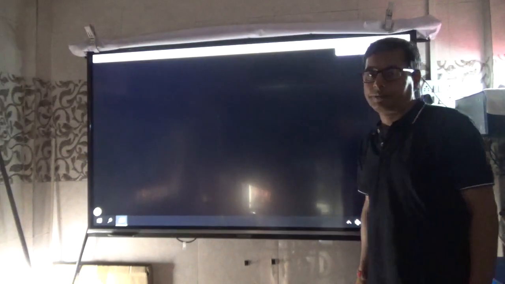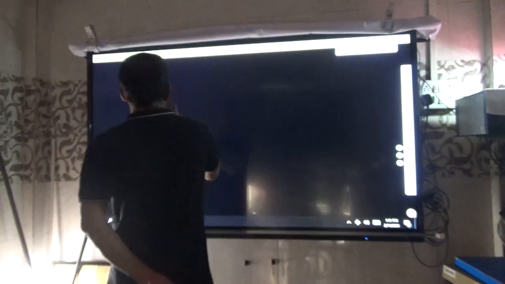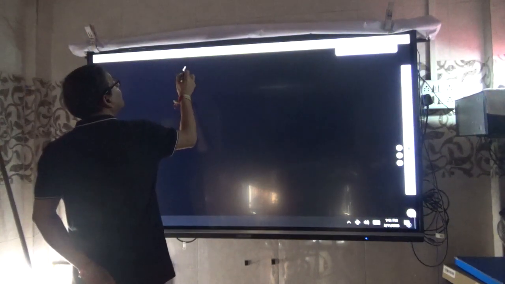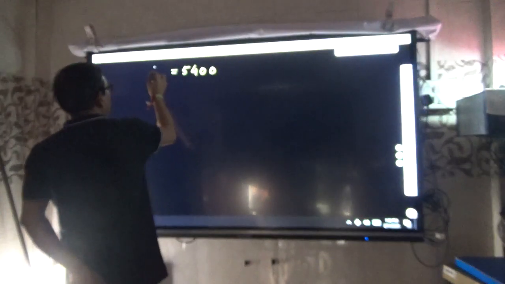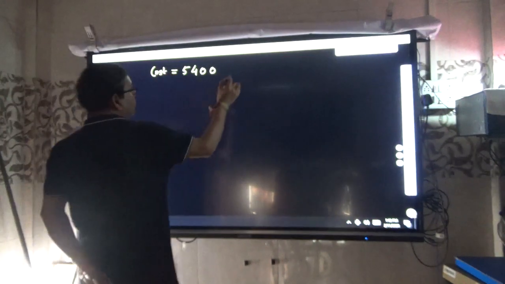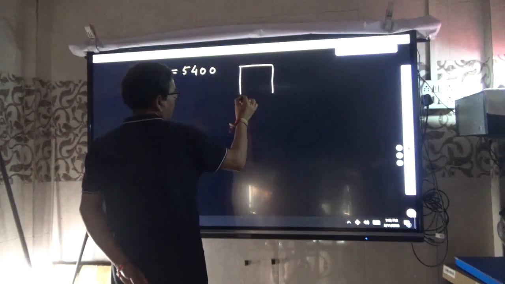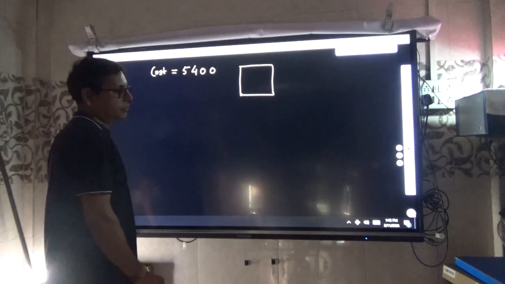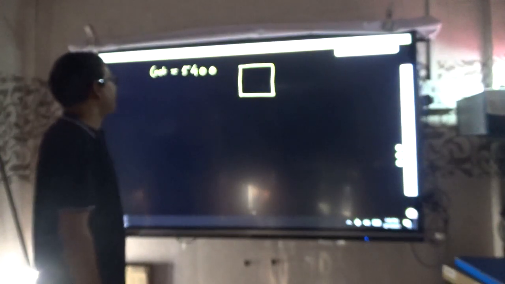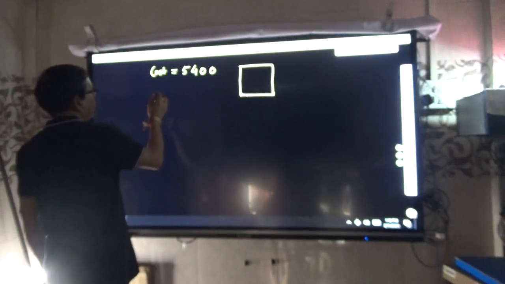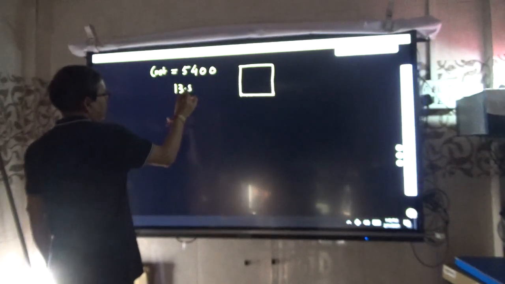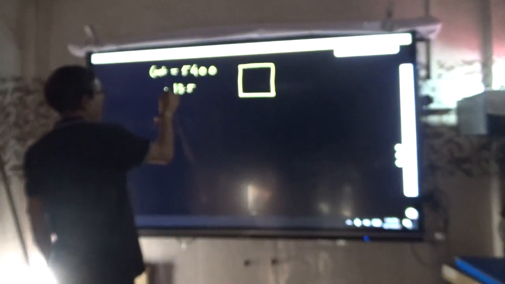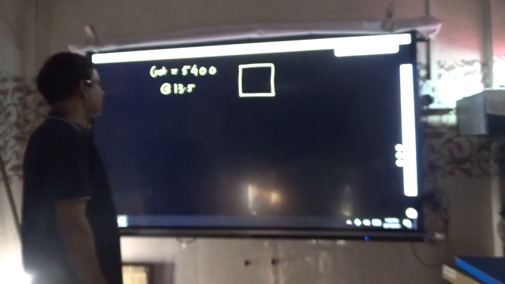Next question. It costs 5,400 to fence a square field. This is the cost to fence a square field. This is a square field, means all sides are same. At 13.50 rupees per meter, at the rate of 13.5. This is the costing.